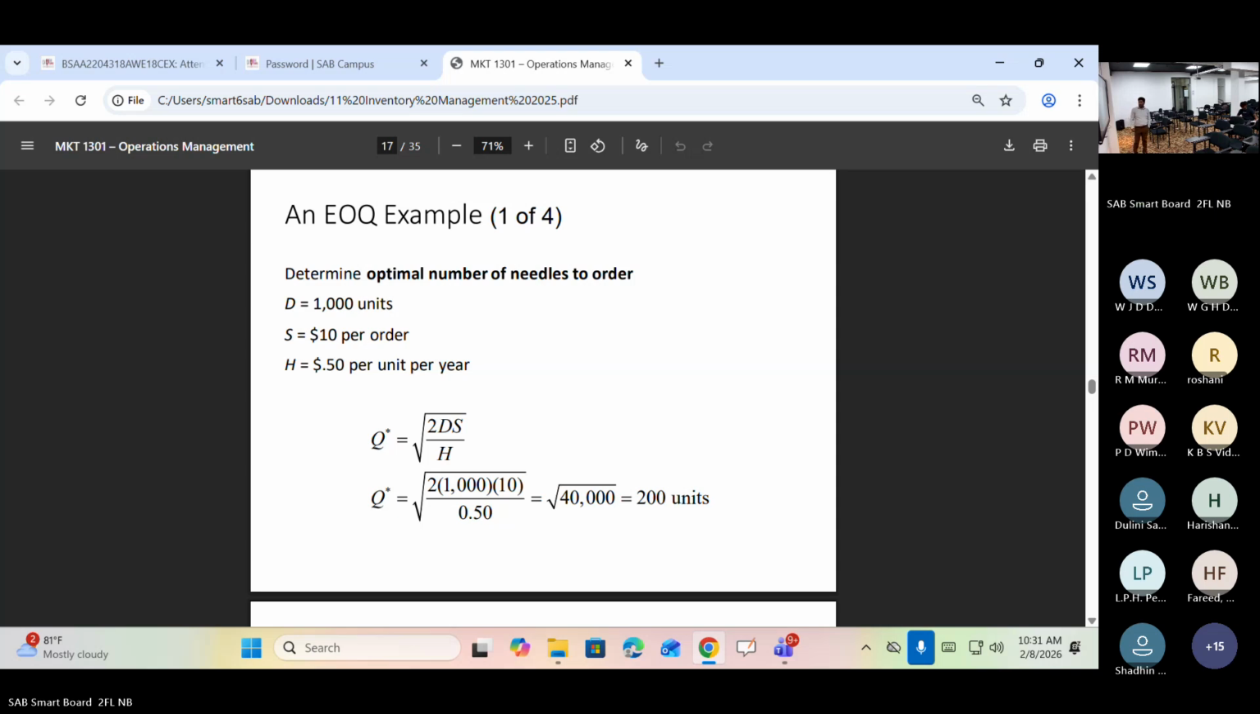Assume that you are provided some simple information: annual demand is 1,000 units, ordering cost is $10 per order, and carrying cost or holding cost is $0.5 per unit per year. By substituting values into the equation, you will get an answer like Q equals 200 units. That means the optimal order quantity, or economic order quantity, is 200 units.